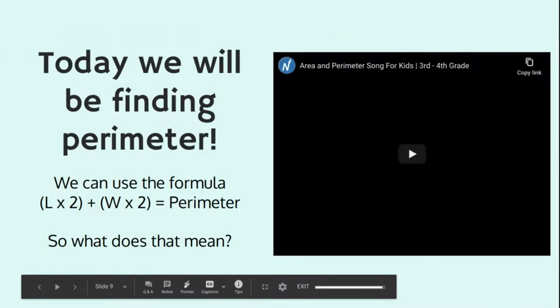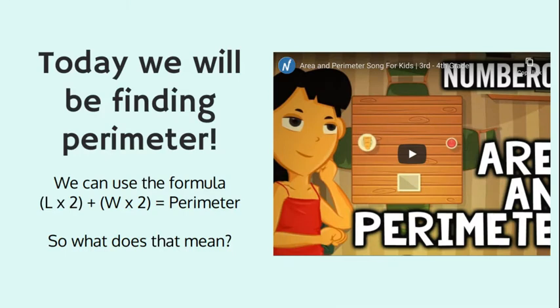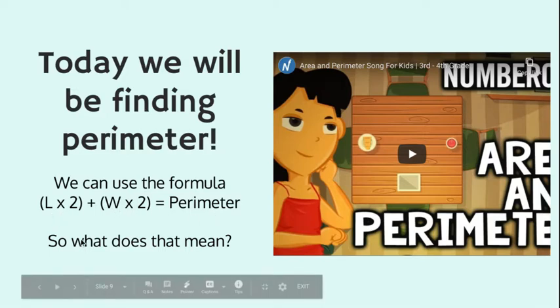So yesterday we talked about some vocabulary. We looked at some of the shapes that we're going to be using to find the area and perimeter. It was just a little bit of an introduction, and then I introduced to you the words area and perimeter. Today, we're going to be finding the perimeter of objects, and we're going to be using this formula: L times 2 plus W times 2 equals perimeter. What does that mean? Well, I'm going to show you in a second.